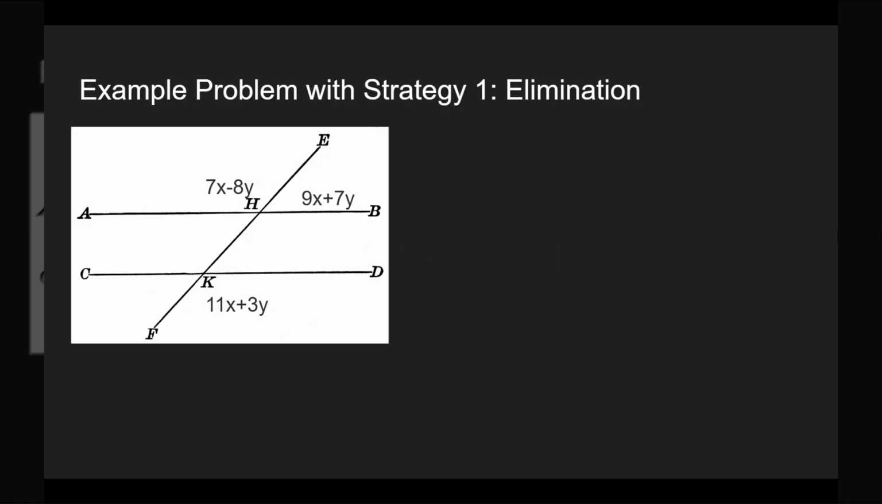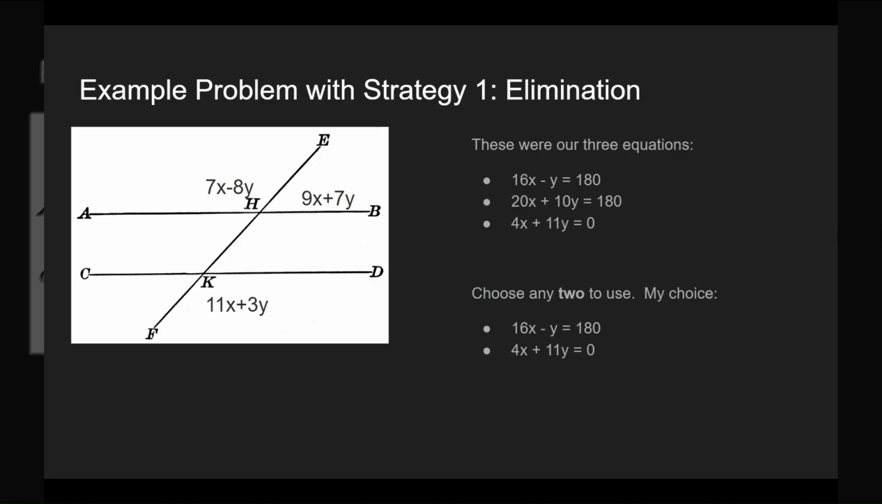So our first strategy for solving a system of equations is called elimination. Here's our example problem again. We had these three equations after we simplified. 16x minus y is 180, 20x plus 10y is 180, and 4x plus 11y equals 0. We can choose any two equations to use. And it's important to note that there is no wrong choice here. Make whatever choice you like best.